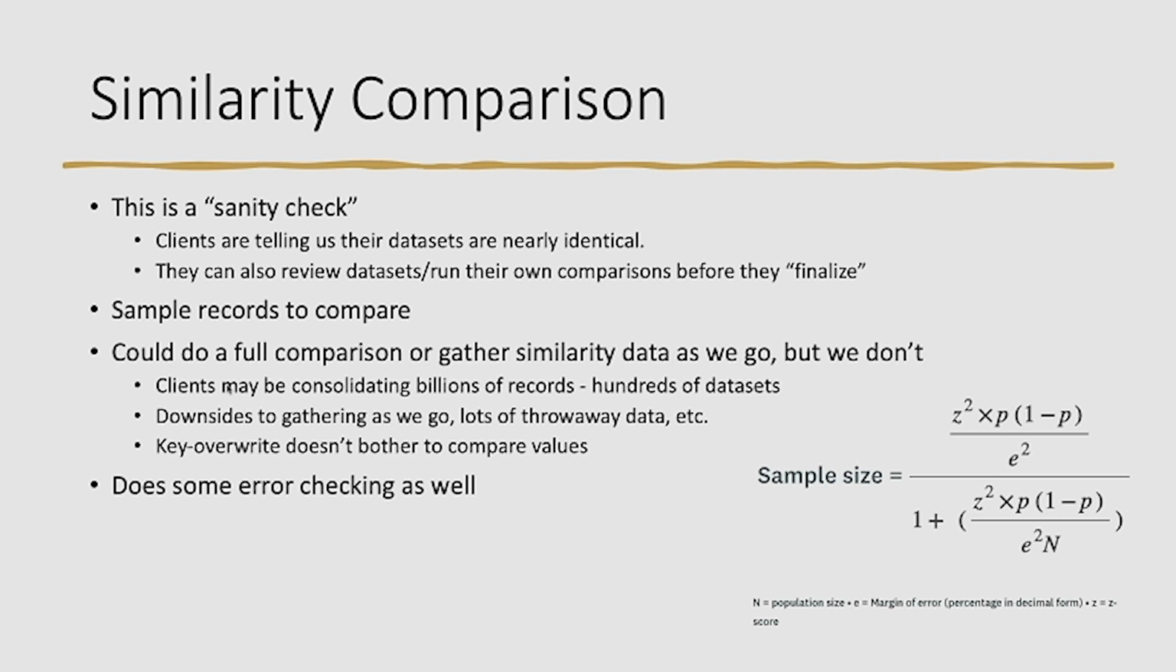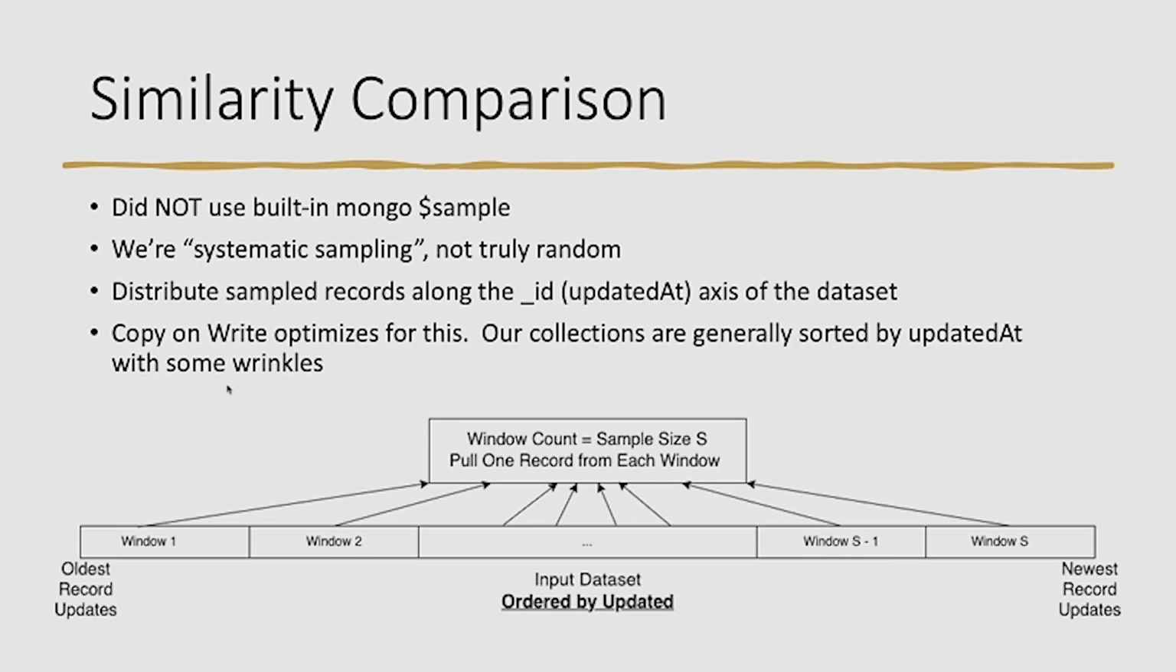So what we do is we sample the records that we want to compare from the input data sets and pull their version from the consolidated data set. As I was saying, we could do a full comparison, but clients could be consolidating a lot of records. They're downsized to gathering the similarity data as we go. If you think about it, you would generate essentially as much data to understand this full similarity as you have in your input data sets based off of our data structure, which is pretty unappealing for a lot of reasons with big data sets. And also our key overwrite methodology uses some tricks to not even bother having to inspect values. So in this step, we also do some error checking. I'll get into a little bit more.